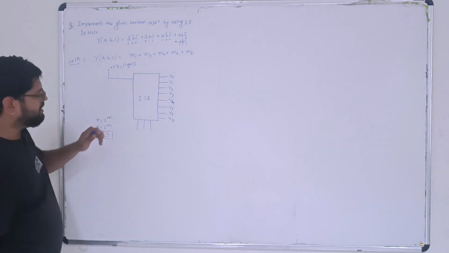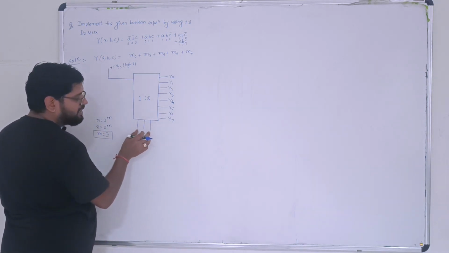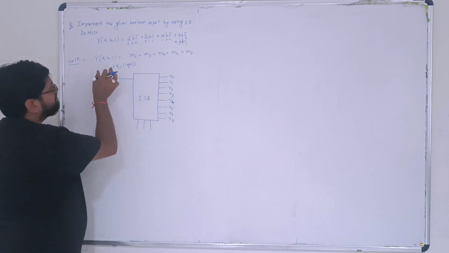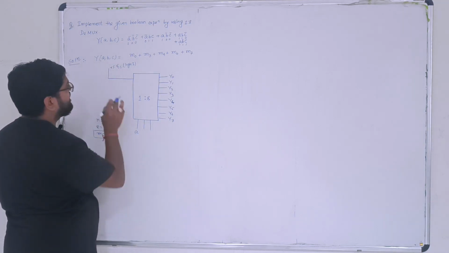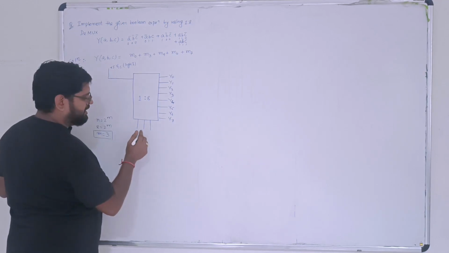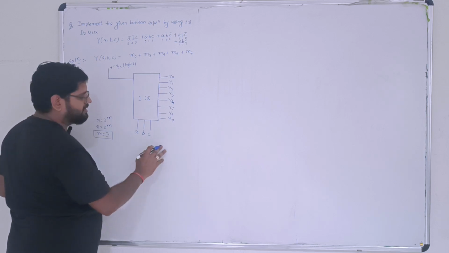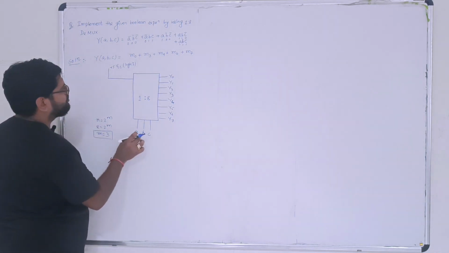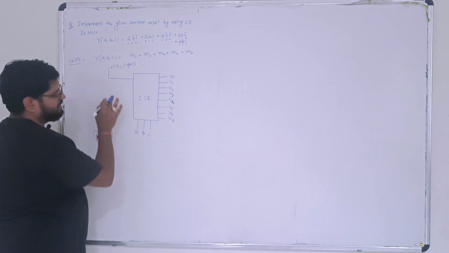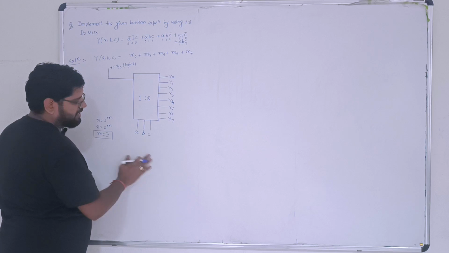Then the 3 select lines which are present, we will have the nomenclature of these select lines depending on the variable, and you should always give the MSB as the first variable, that is A, B, C. You cannot write it as C, B, A or B, C, A. Any other pattern is not acceptable. The only acceptable thing is that you have to write the MSB as the first variable, and the last variable should be the least significant bit or the last select line.